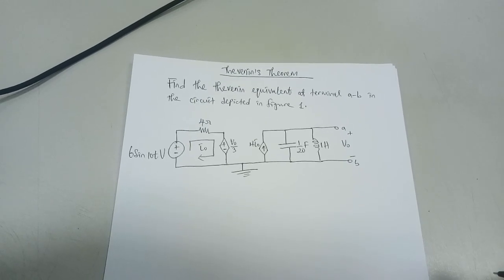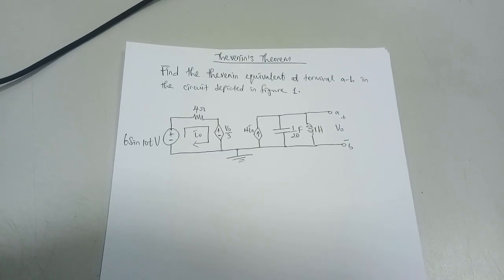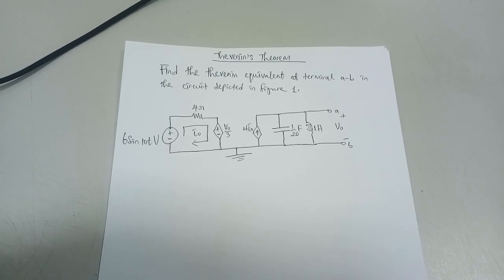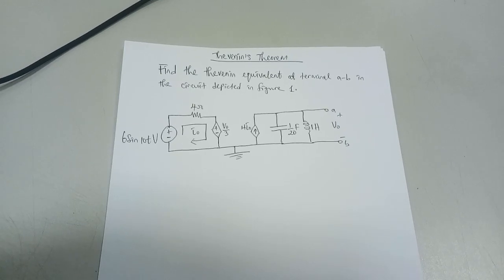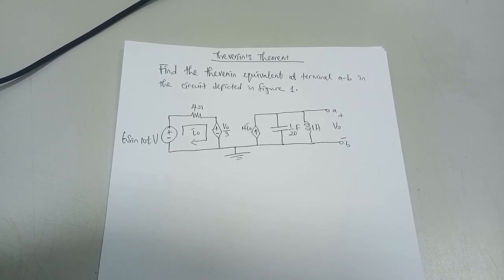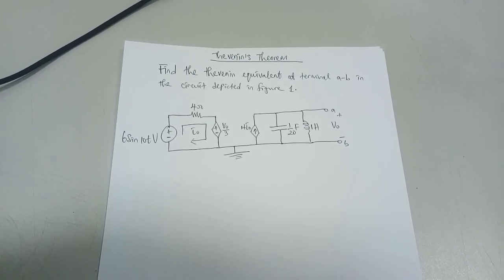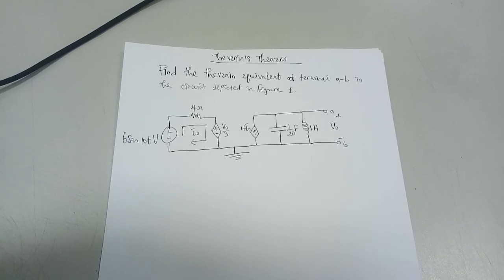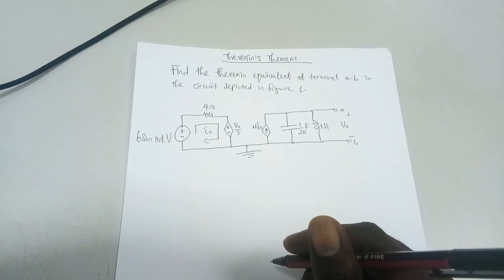Today we are going to talk about Thevenin's theorem. Thevenin's theorem states that a linear two-terminal circuit can be represented by an equivalent circuit consisting of a voltage source V Thevenin in series with a resistor or an impedance, R Thevenin or Z Thevenin respectively.